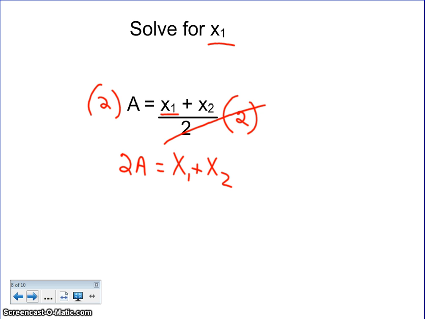And we're still trying to get x1 by itself, so we're going to subtract an x2 from both sides. When it goes over to the other side, it's minus x2. 2a minus x sub 2 equals x sub 1. So here's your answer.